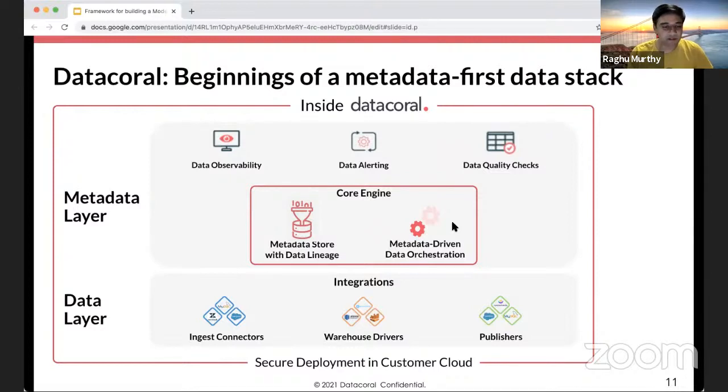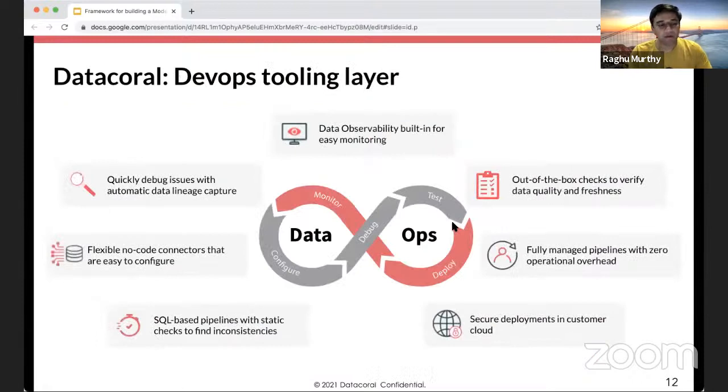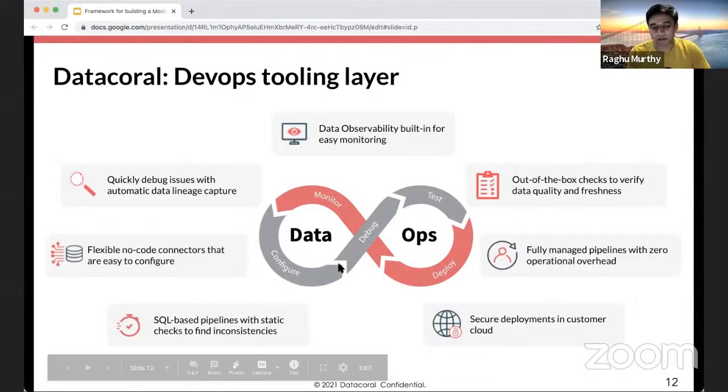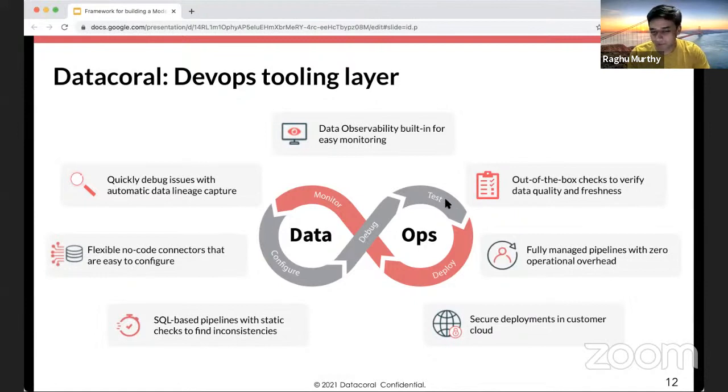We are just scratching the surface there, but already we are able to simplify a lot of what is known as the data ops cycle, right? So we have a bunch of no-code connectors that are very easy to configure. There are SQL-based pipelines with static checks that can find inconsistencies. This is during your authoring. We make it reasonably straightforward for you to debug. We haven't done the super sophisticated automatically generating pipelines and test pipelines, although we have all of that information. And ultimately being able to deploy it in the right way and being able to monitor, all of that comes out of the box for us.